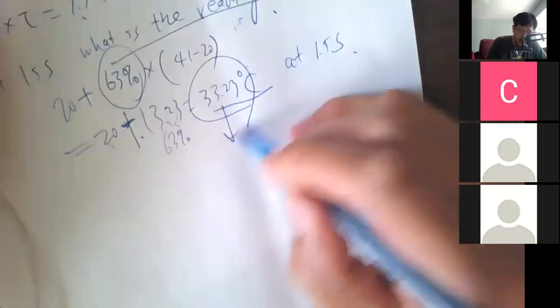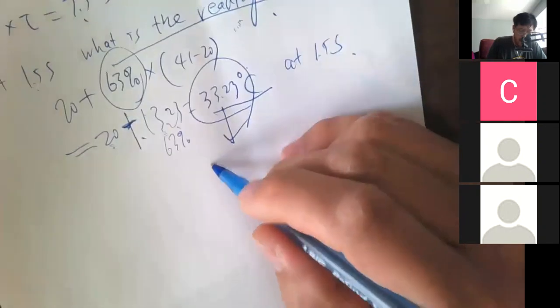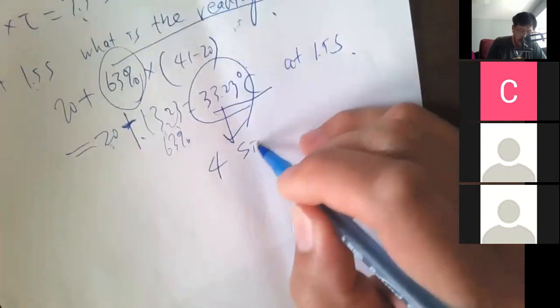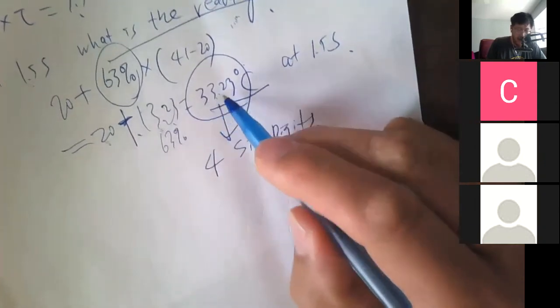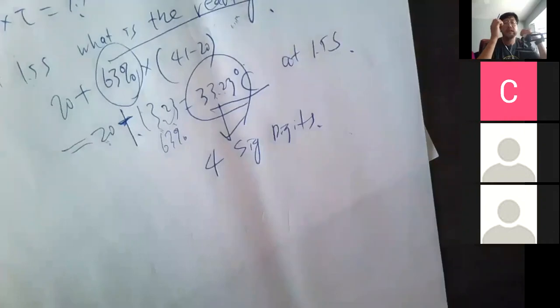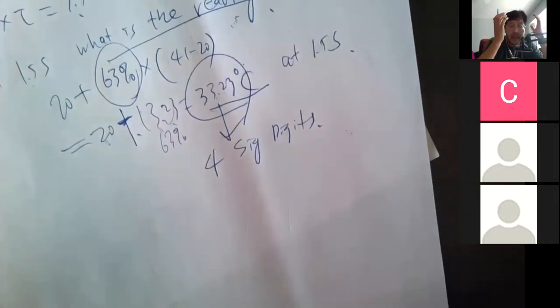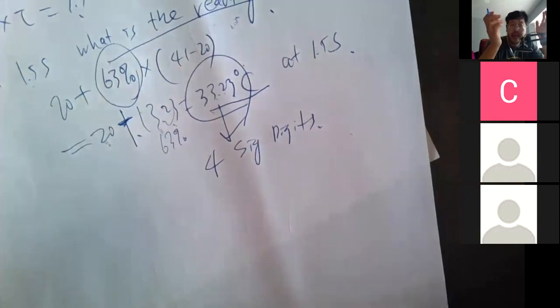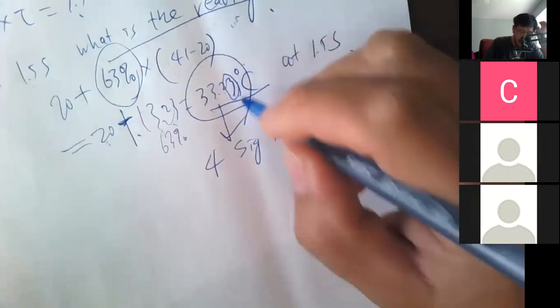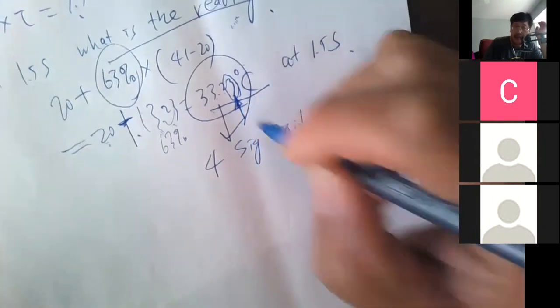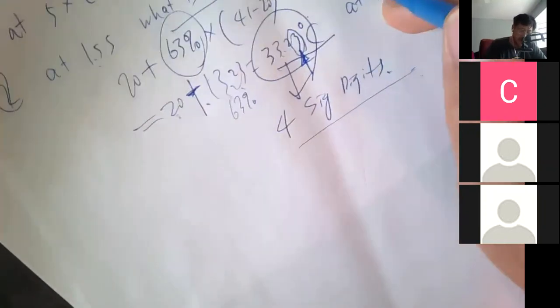For example, this one has 4 significant digits: 1, 2, 3, 4. So when you tell somebody the temperature is 33.23, you imply accuracy. That's your accuracy. So this last digit is accurate. So that's 4 significant digits.